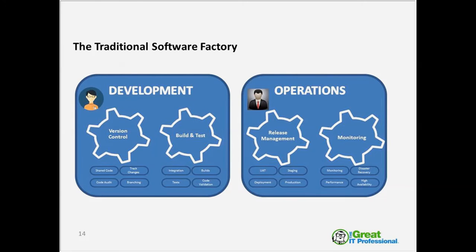All right, and this is a picture of this traditional software factory where you have developments focused on version control, build and test, and there's all the items that go with it, tracking, branching, code, merging, integration, builds, tests, code validation, and the operations team then handled the release management, monitoring, the deployments, the disaster recovery, high availability, and performance. And you'll see at the end of this deck how DevOps and this go together at an organizational picture.